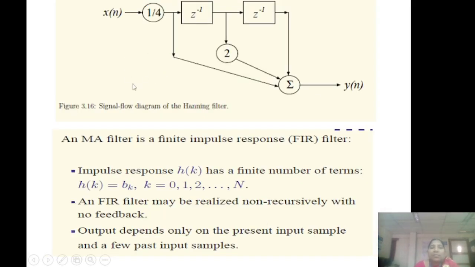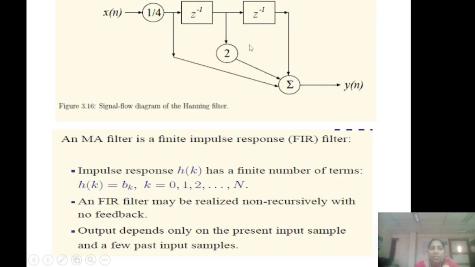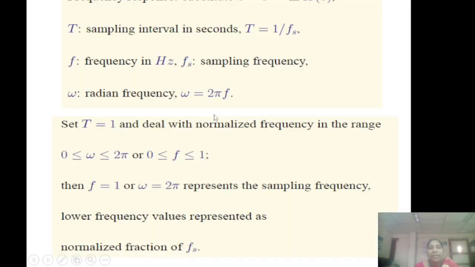This is the signal flow graph of a Hanning window for this response, 1 by 4 of 1 plus z inverse whole square. This is the transfer function of a Hanning window. The MA filter is a finite impulse response filter with a finite number of terms, and it is realized non-recursively with no feedback. The output depends only on the present input sample and a few past input samples. The filter is a set of tap weights of delay stages, and this FIR filter has linear phase characteristics. The weights are symmetric or antisymmetric in nature, so it is inherently stable.